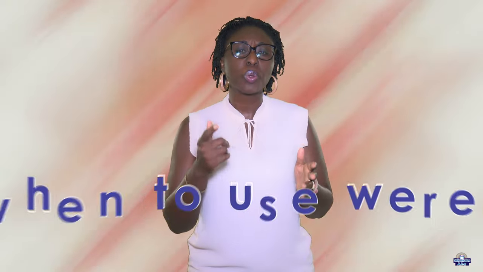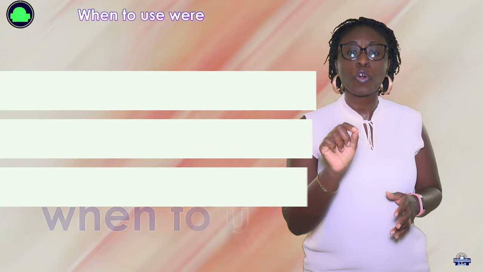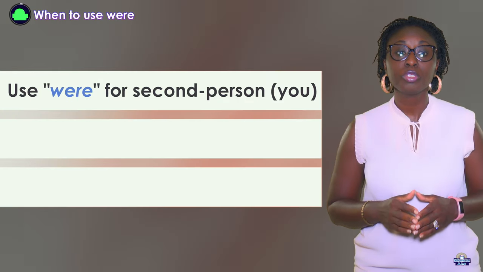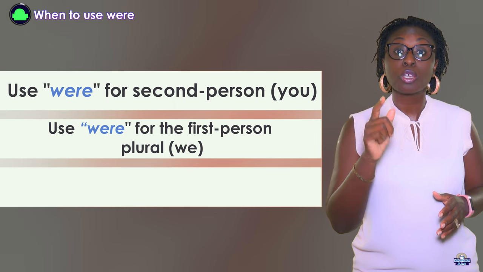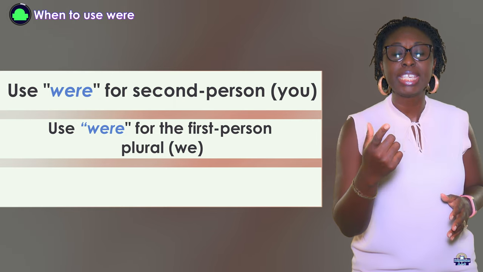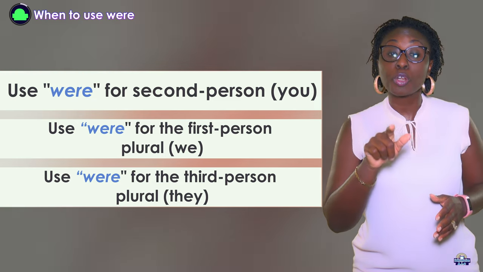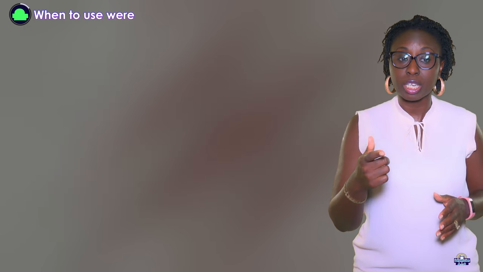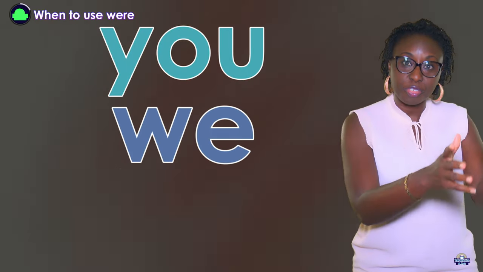When to use were? Use were for second person, you. Use were for the first person plural, we. Use were for the third person plural, they. Use were when using you, we, they.